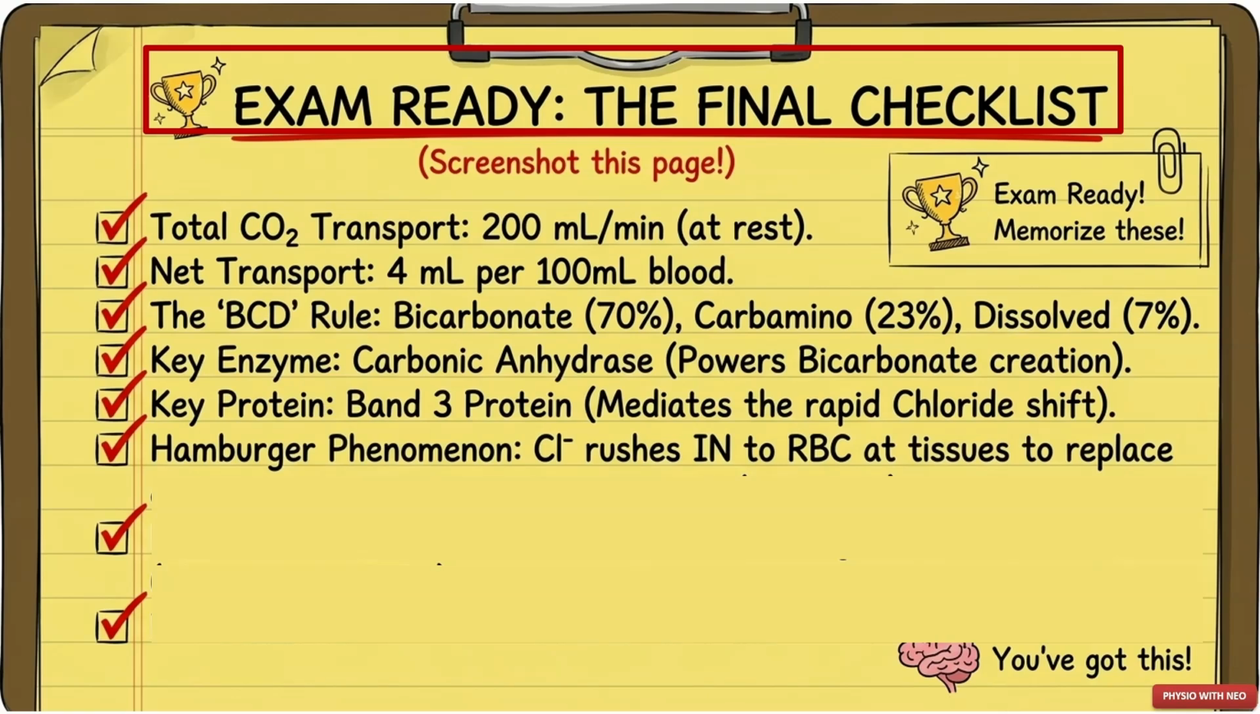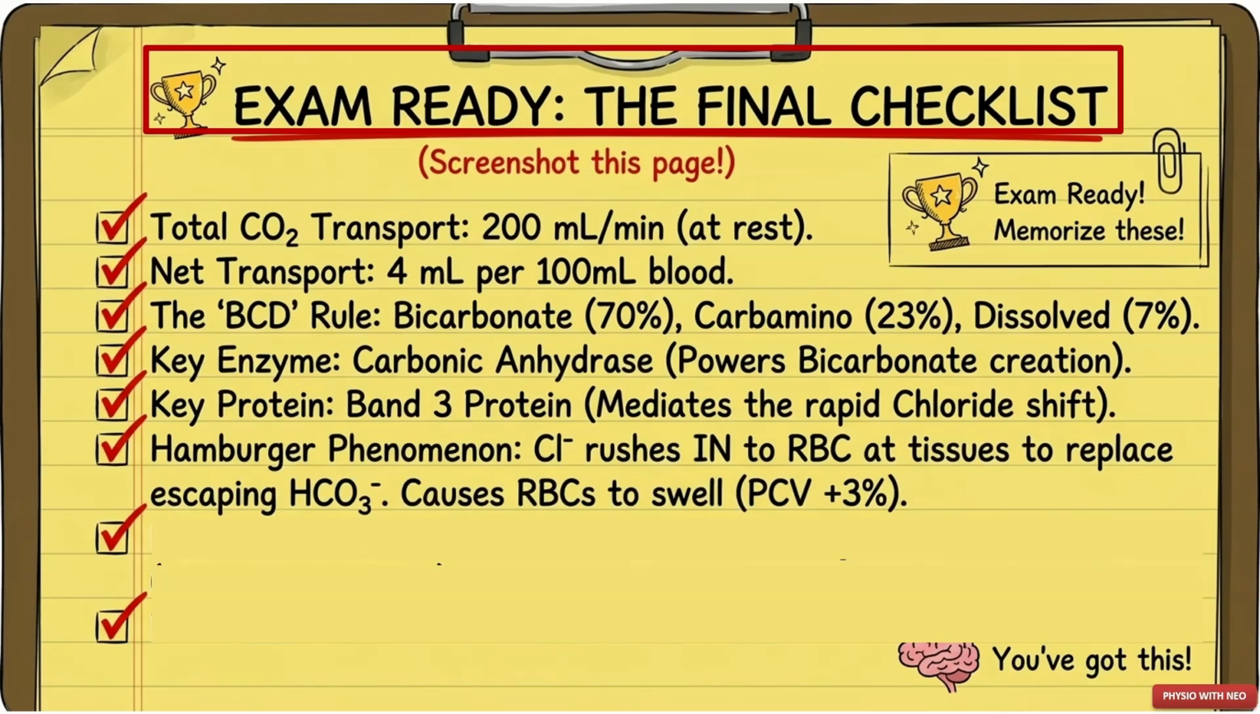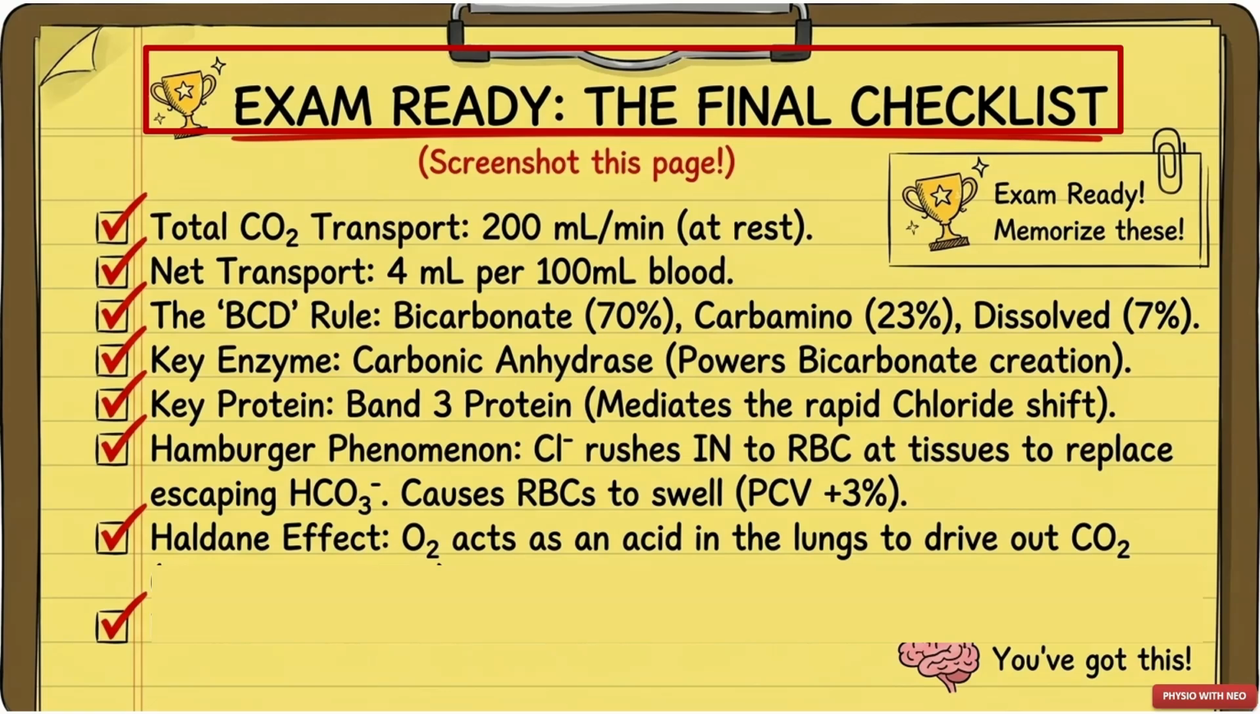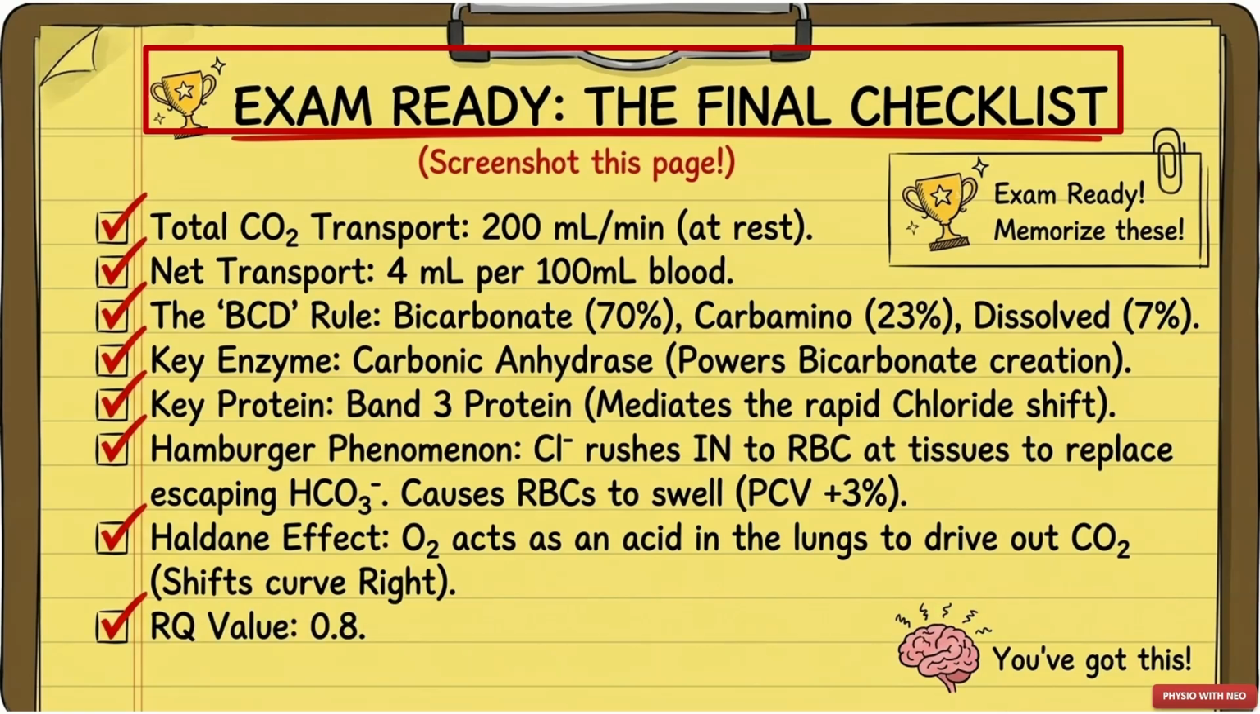Hamburger phenomenon: here the chloride rushes into RBCs at the tissue to replace the bicarbonate, causing RBCs to swell. That is, the PCV increases by 3%. Haldane effect: oxygen acts as an acid in the lungs to drive out carbon dioxide. That is shift to right. And respiratory quotient is 0.8. If you can recall all these points, you are fully prepared to answer a 10 marks university question and most Viva questions on carbon dioxide transport.